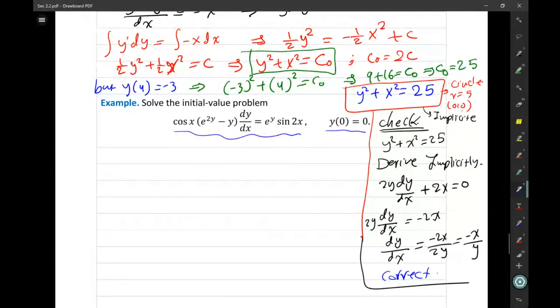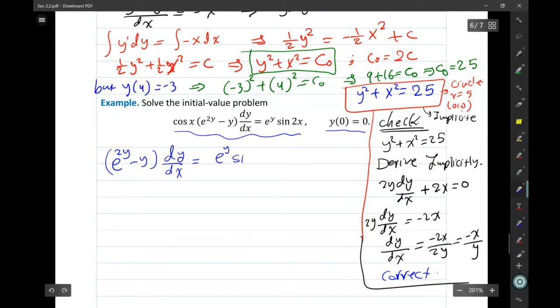How can we separate first? Divide by cosine first, then by e. It becomes e to the power 2y minus y, dy by dx, equals e to the power y sine 2x over cosine x. Now divide by e^y and multiply by dx at the same time.